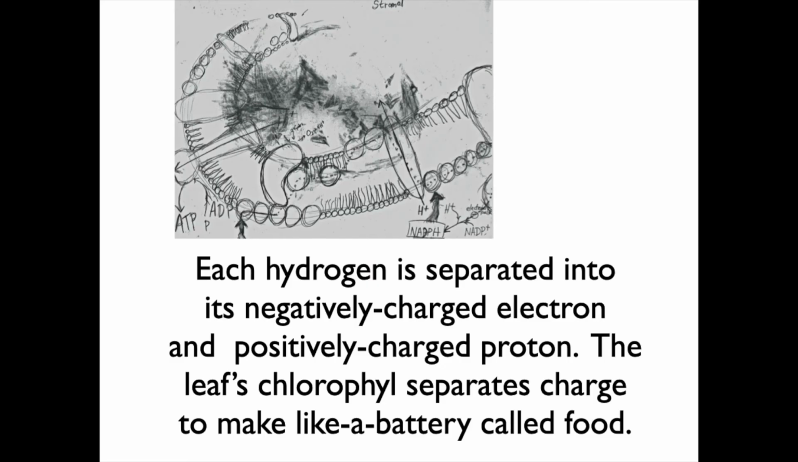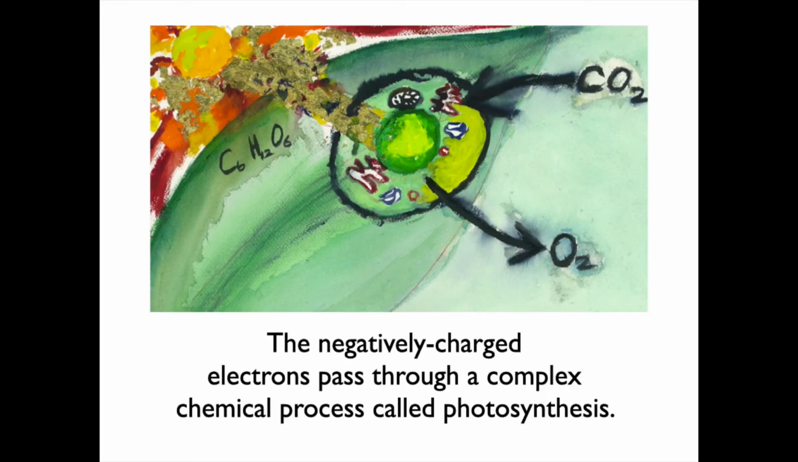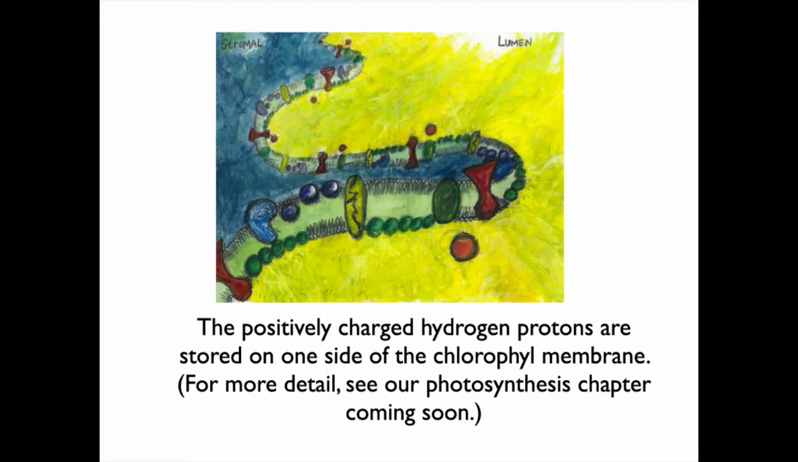Each hydrogen is separated into its negatively charged electron and positively charged proton. The leaf's chlorophyll separates charge to make something like a battery, called food. The negatively charged electrons pass through a complex chemical process called photosynthesis. The positively charged hydrogen protons are stored on one side of the chlorophyll membrane.